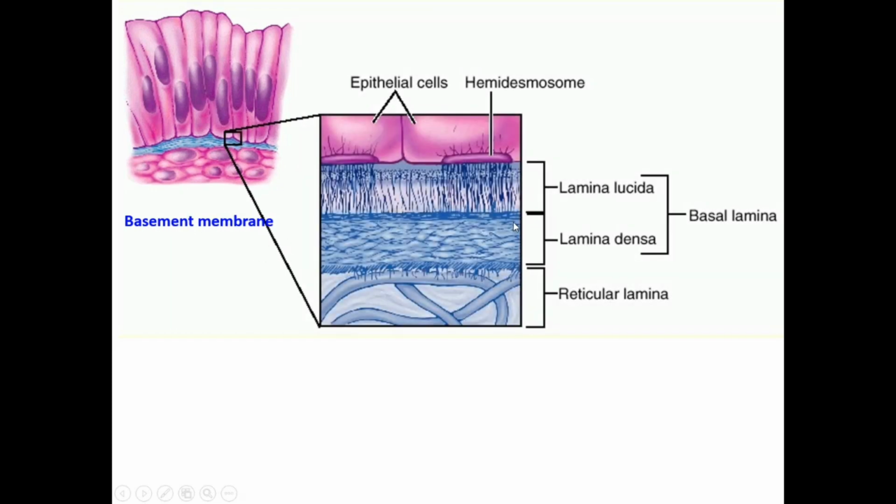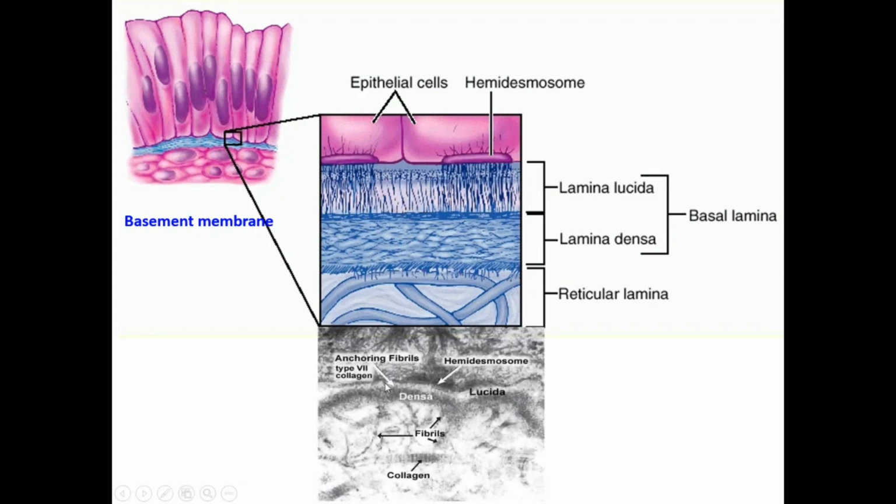And when we magnify it with the electron microscope, we see something like this. Immediately under the epithelial cell, we see a very thin layer formed by thin fibrils, call it the basal lamina. And under the basal lamina, we see a fibrous and diffuse and very thick extracellular matrix, call it the reticular lamina. These both together, basal lamina and reticular lamina, form the basement membrane.